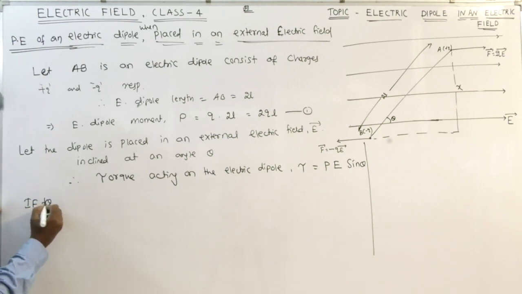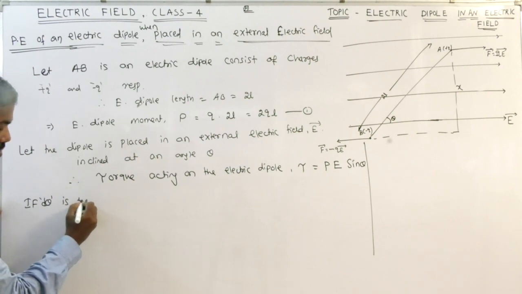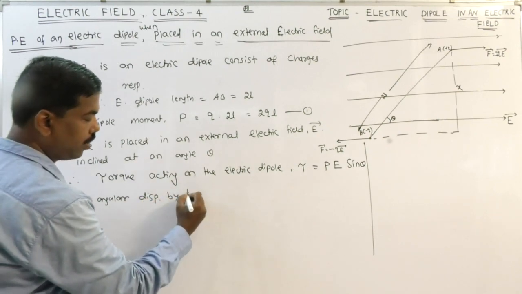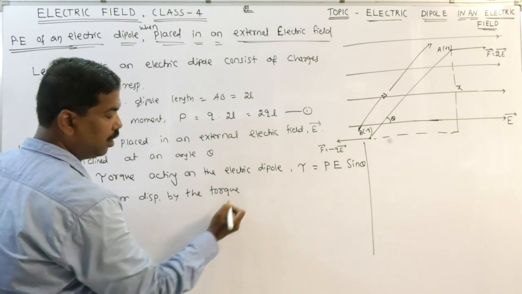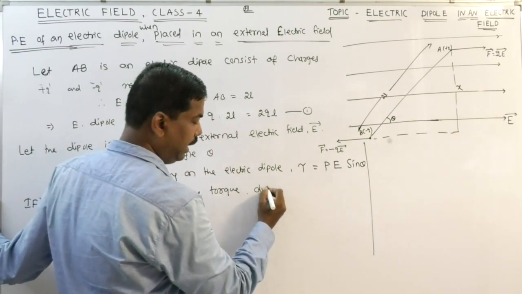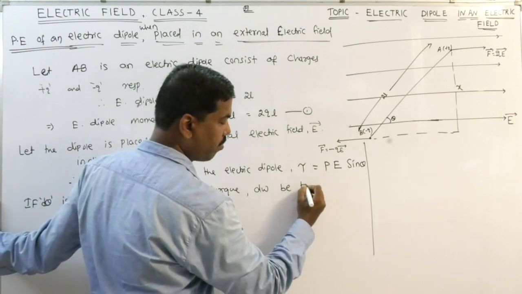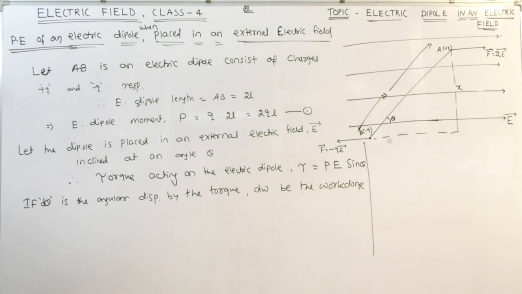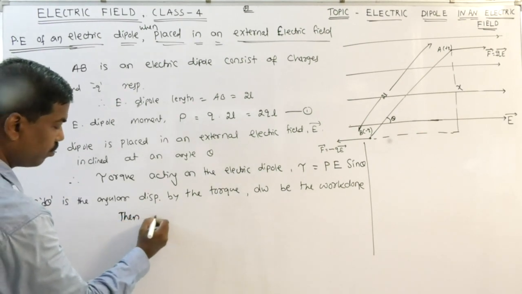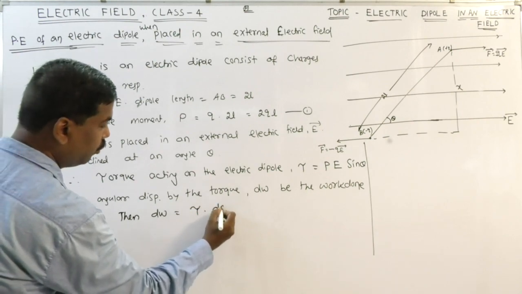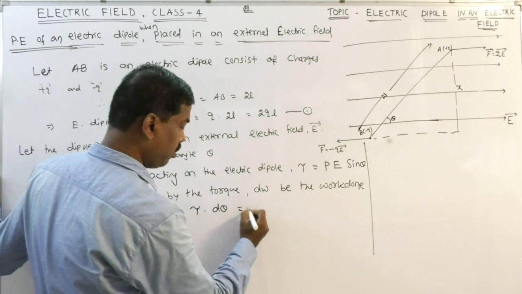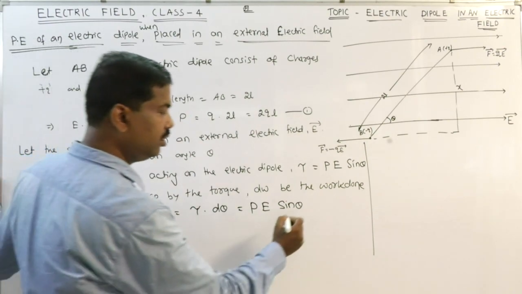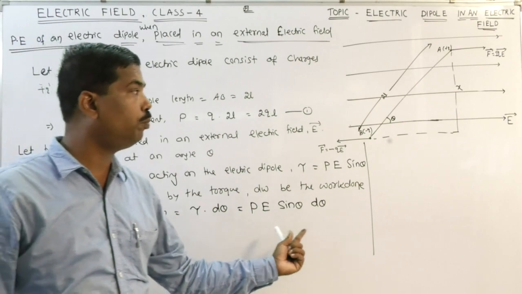If d theta is the angular displacement by the torque and dW will be the work done, then dW is equal to tau into d theta, that is P E sin theta d theta, because we know that torque is equal to P E sin theta, just now we have proved.